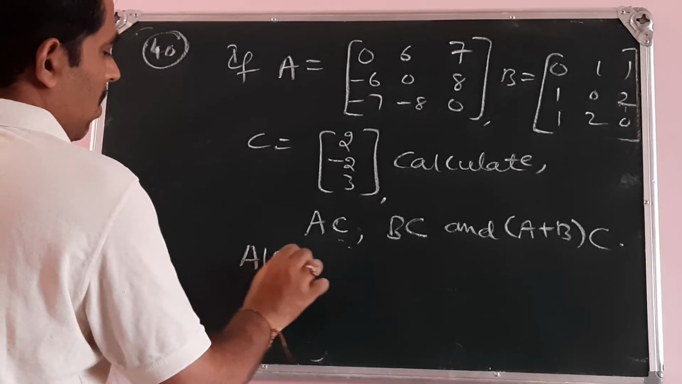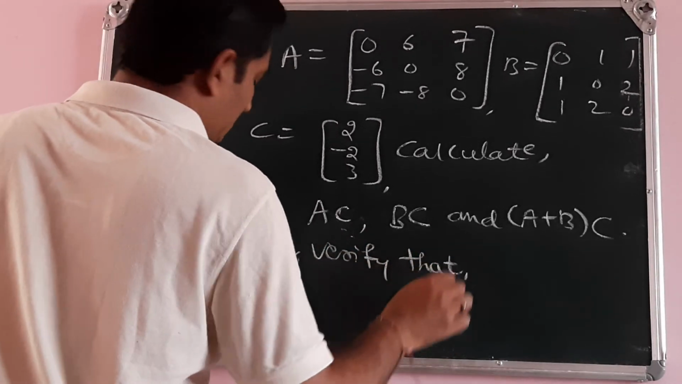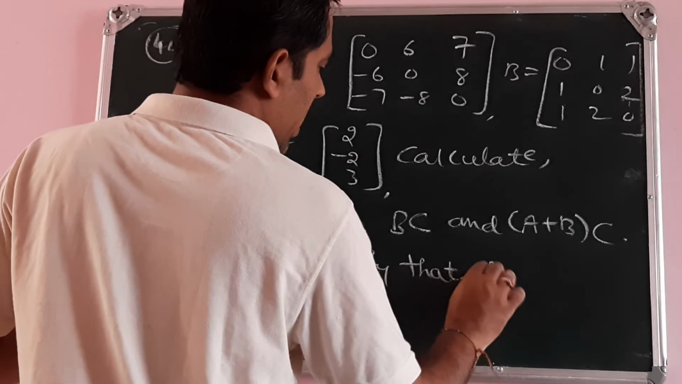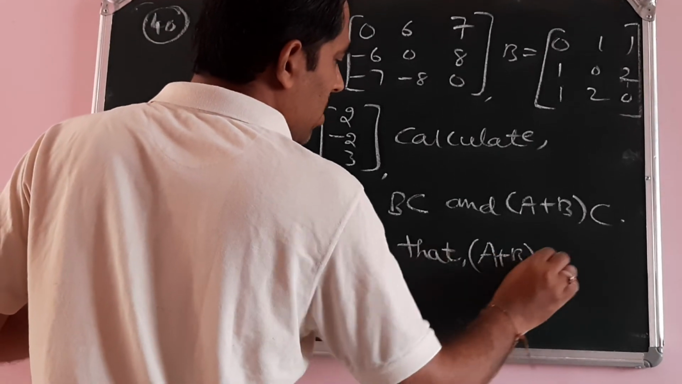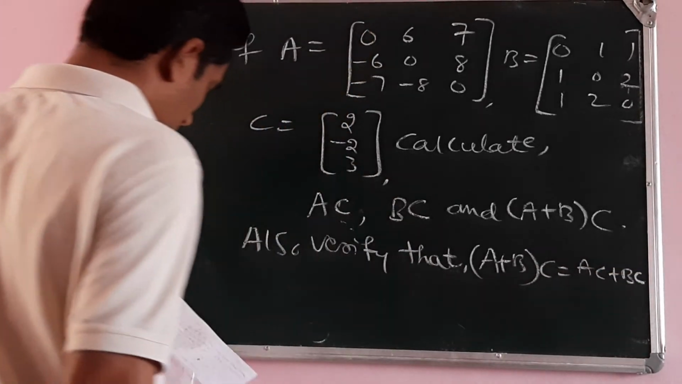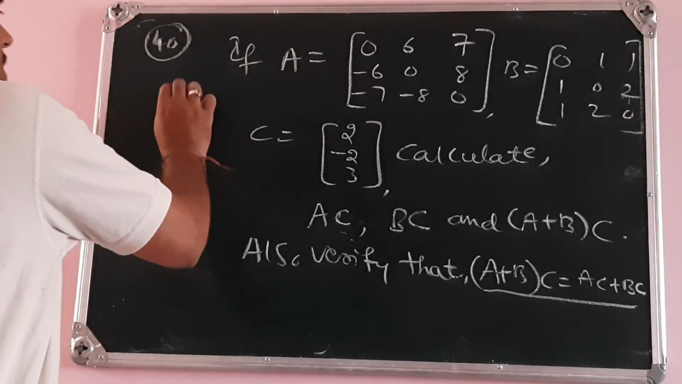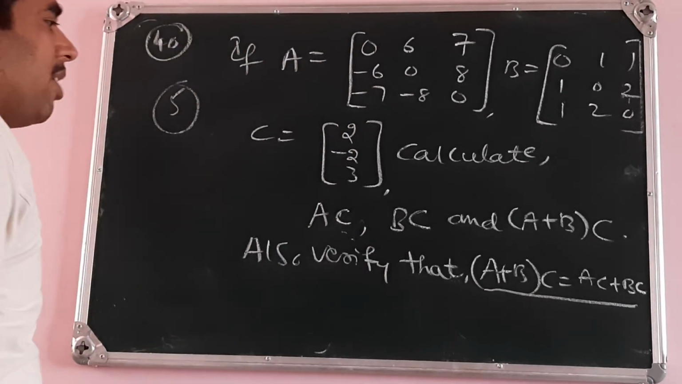Also verify that A plus B into C is equal to AC plus BC. So this is also a question of 5 marks.